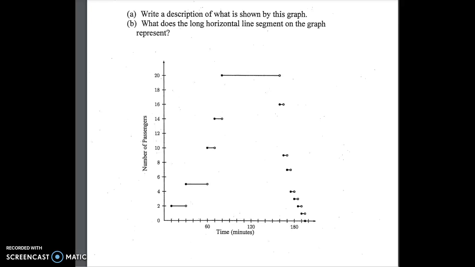Like I said, you've got the number of passengers on the left, ranging from 0 to 20, and then the time in minutes, and each of these different points signifies how many passengers and how much time it took them to travel. That's another reason why these endpoints are so important, because if you didn't have them, you wouldn't know how much time each individual transport took.